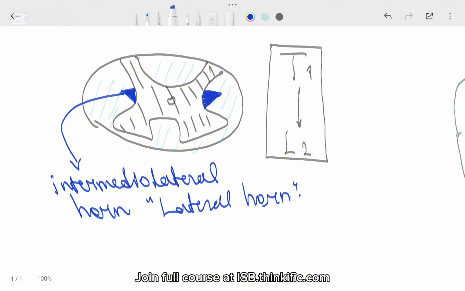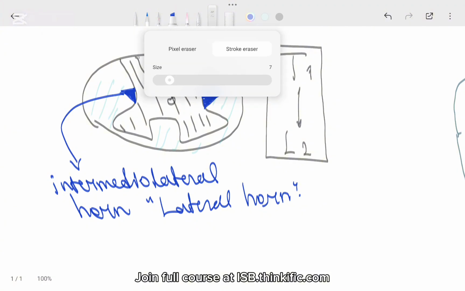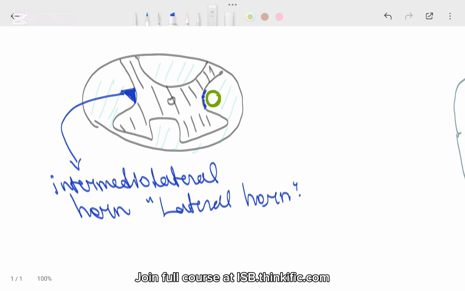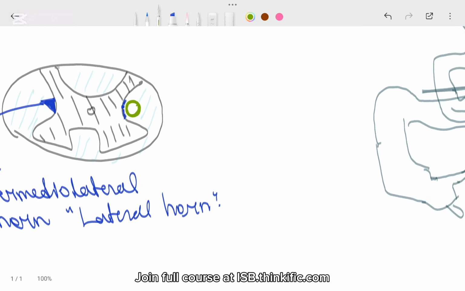The cell bodies of the sympathetic preganglionic neurons. For purposes of explanation, I will just draw this horn as one neuron, which is the preganglionic sympathetic neuron. I will give it this color. This is the preganglionic neuron, the cell body of which. Now, we also know that the spinal cord gives rise to spinal nerves. So we'll just talk on this side of the screen.